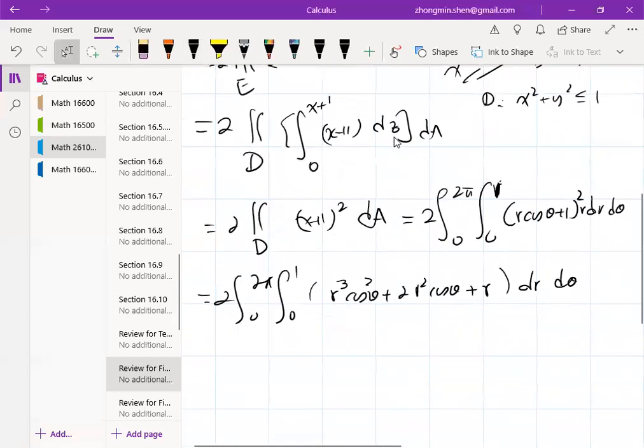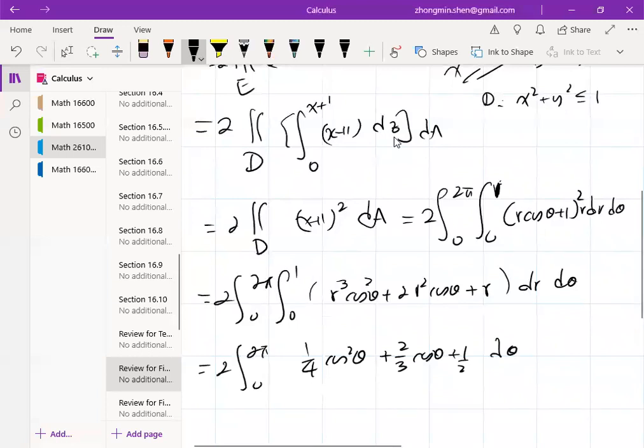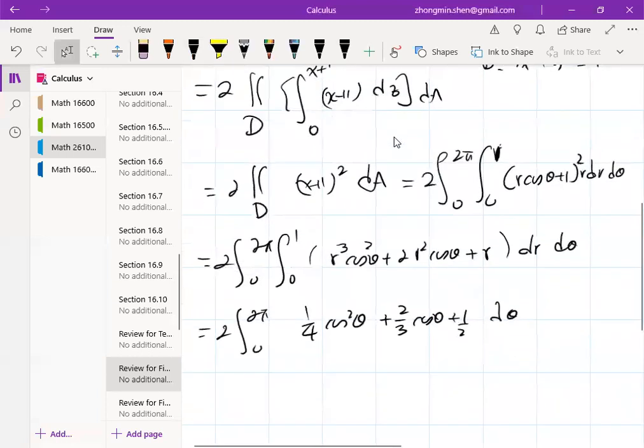So you can evaluate with respect to r first, then you get a quarter cosine squared theta plus 2/3 cosine theta plus 1/2, because the antiderivative of r is r squared divided by 2. Okay, so d theta, and this is clearly going to be 0. The integral of cosine theta from 0 to 2 pi is 0, and cosine squared theta is going to be half of 1 plus cosine 2 theta.